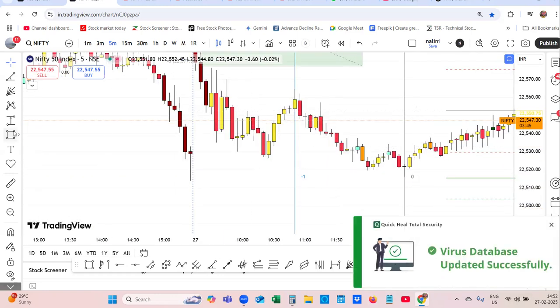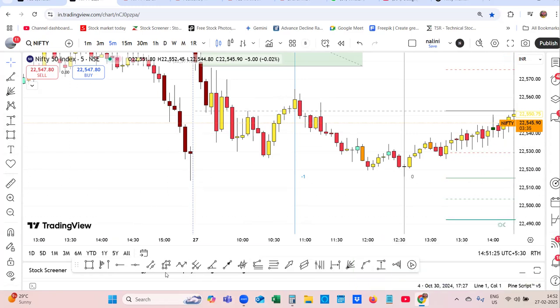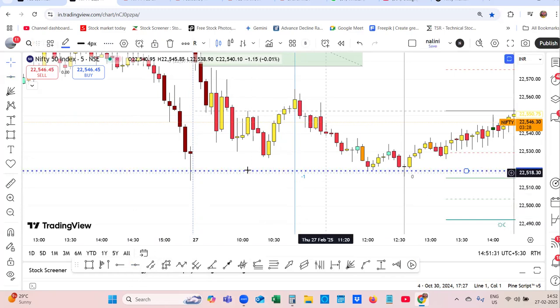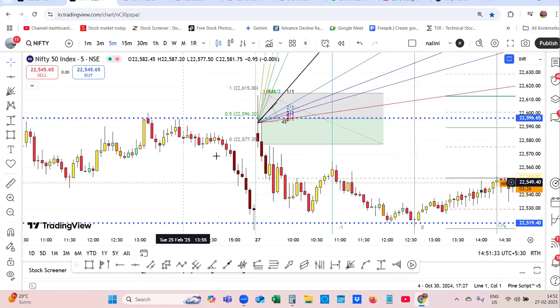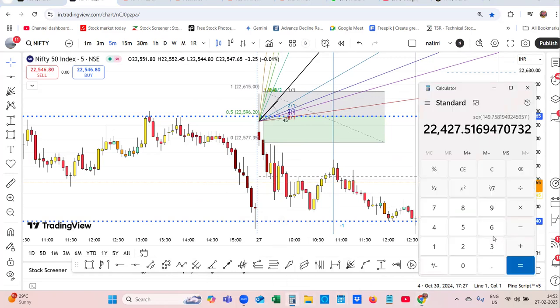We got the target of 20. They have stopped in between the level 22,520. It may be 0.5, I believe. So let me go and check whether it is 0.5. 22,612, clear.